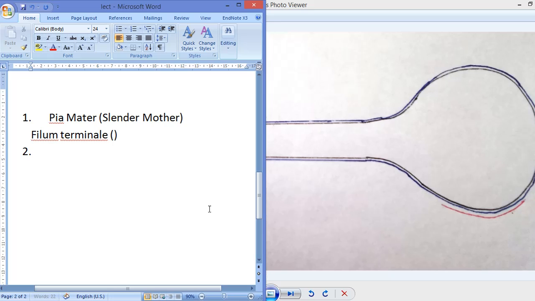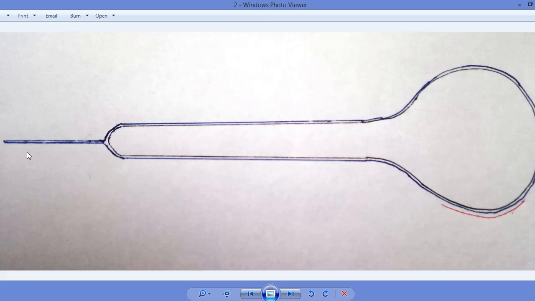Filum terminale is the part of the pia mater which is extended towards the coccyx. This has two parts which we will learn in the next slide. So this is the filum terminale which is extended towards the coccyx, the last part of the vertebral column. Because the spinal cord does not extend to the last part of the vertebral column, this portion is extended toward the last portion of the vertebral column. This is called filum terminale.